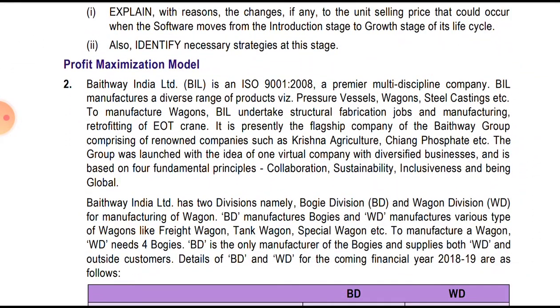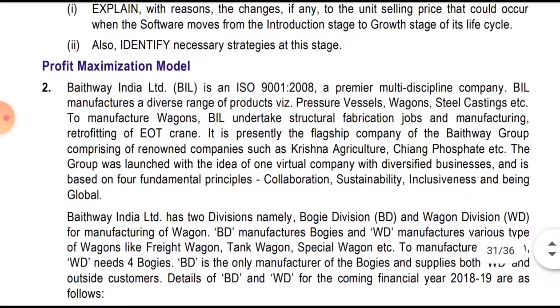Profit maximization model. Bathway India Limited is an ISO 9001-2008 company, a premier. It is about 22 minutes. It might take 40 minutes to complete. This chapter, the next two sums, approximately 10 minutes. Okay, we should continue.